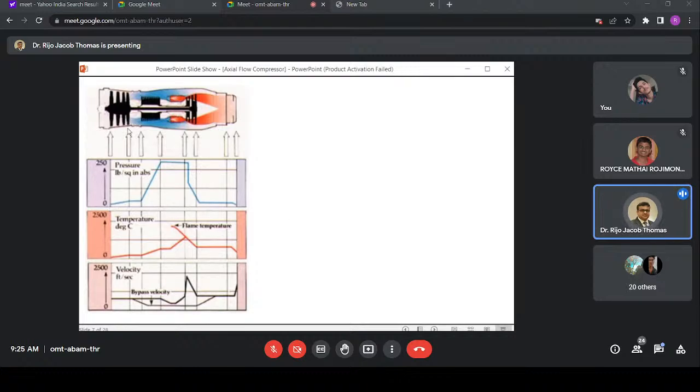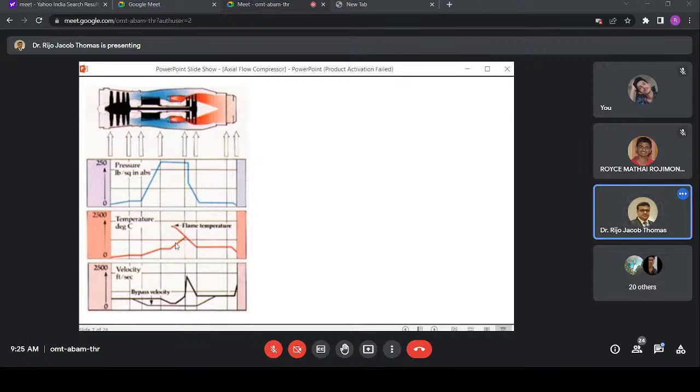In the initial stage, you can see that the pressure is not much increased, but when it comes to the compressor stage, it is ramping up. Then in the combustion chamber, it either remains almost the same or a slight pressure drop is there. Then in the turbine, it is expanded, so the pressure drops and it goes out to the exhaust. Similarly, you can see the temperature also slightly increases because of the combustion, and also the compression.